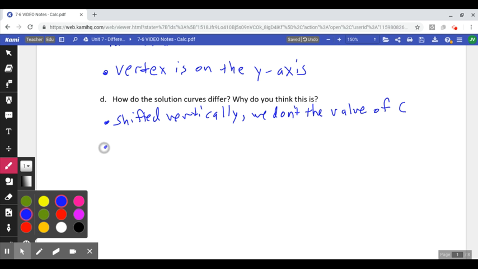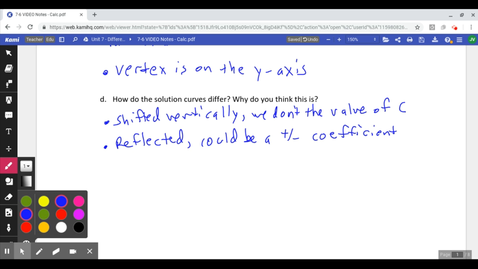Also, how are they different? Some are reflections, so we could say some are reflected. This means there could be a plus or minus as a leading coefficient. That will happen when you have both positive and negative: you'll have some solutions above the x-axis and some below. We're kind of expecting that, and we're going to hit this again in a different example. We're going to show you analytically using algebra why that actually happens.